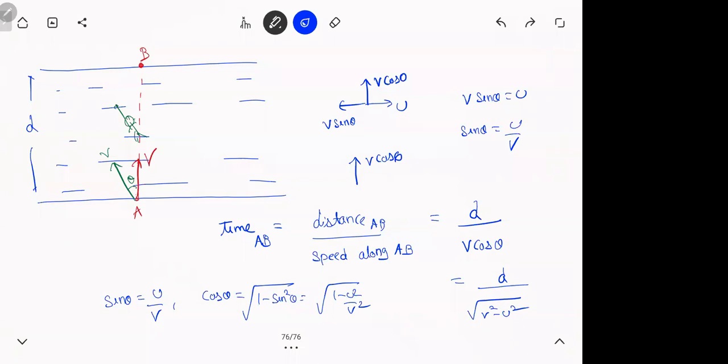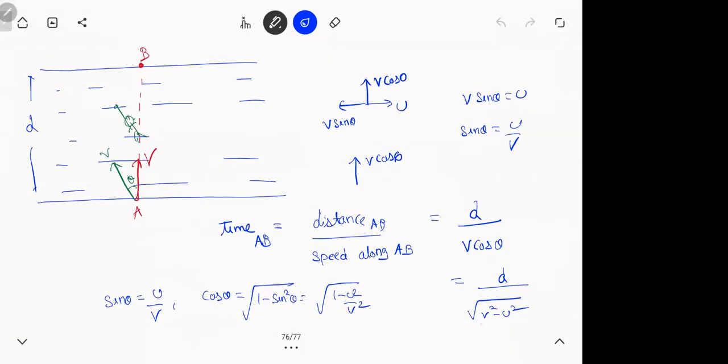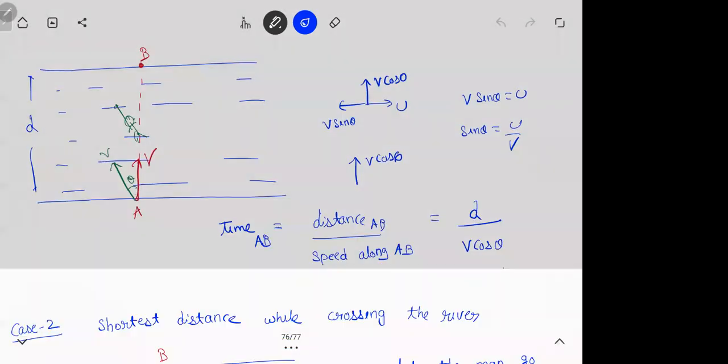Let's see a question on this. Now see, even though we are saying river boat, this is the same thing. I can do the same problem with an aeroplane and wind. Now see, with an aeroplane, the concept is same.